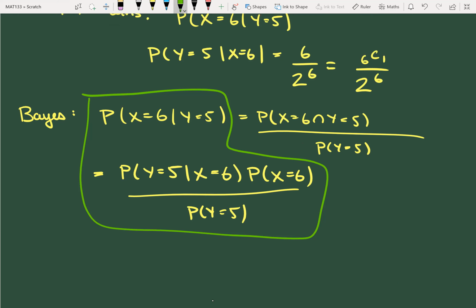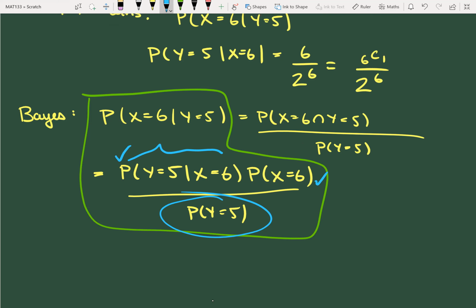Okay? Now, we've computed this, and we know what the probability that x equals 6 is. So what we need is the probability that y equals 5. Is everyone okay with that? Everyone keeping up? Okay, so we just computed this thing, and the probability that x equals 6 is just 1/6. Y is the probability that you get 5 heads, yes.